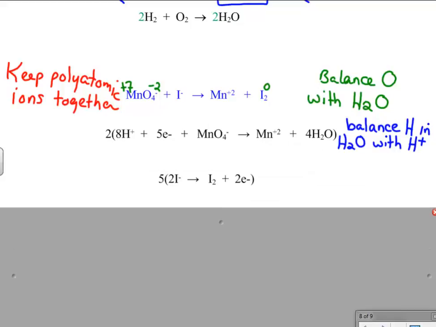The other half reaction's a lot easier. It's 2 iodides, and I need 2 because of I2 on the right. Total charge on the left is -2. Now I have 2 electrons on the right, total charge is -2.